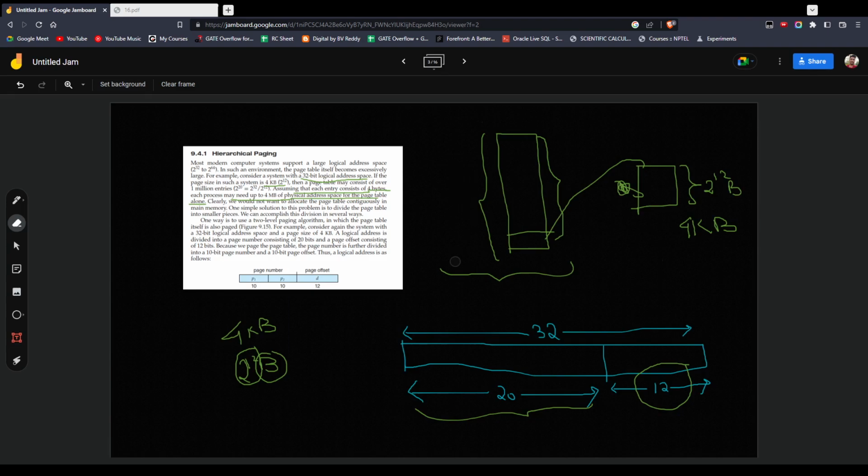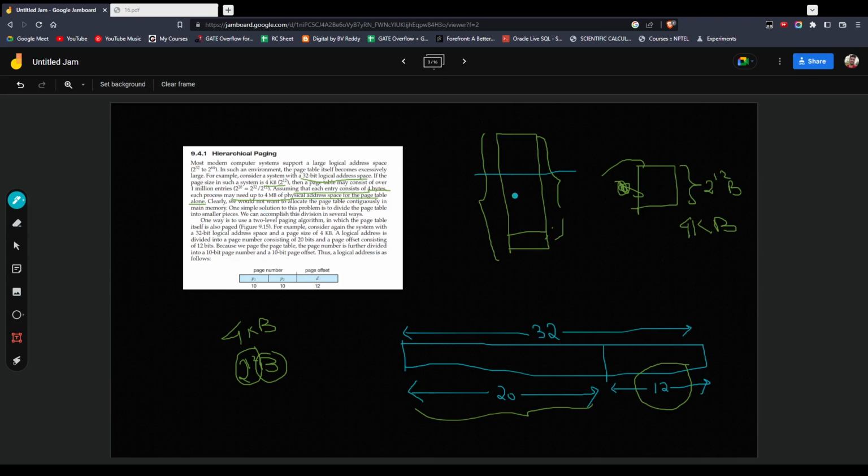So what is the savior in this case? The savior is multi-level paging. In multi-level paging, what we do is divide this entire page table into several chunks. As you can see, I have mentioned the word chunk, not a page. In many GATE questions you will see that they divide it as per the pages, but that is used for simplification of the problem and is not the actual concept. The actual concept is you can divide this into any parts.